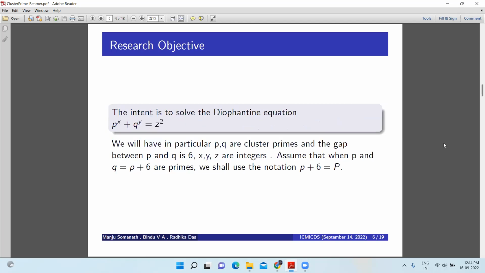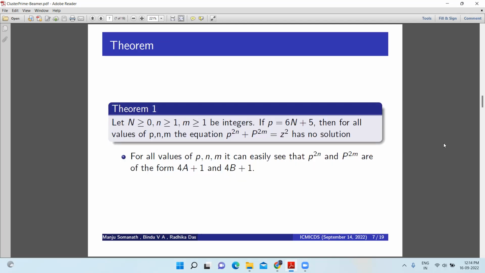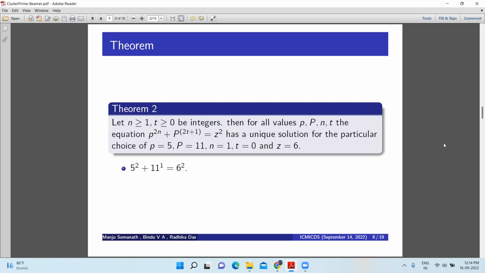The next case is when x or y is an odd integer. In this case, the power of capital P is 2t plus 1, that is an odd number, and the power of small p is an even integer. In that case, we are getting a unique solution for small p equal to 5 and capital P equal to 11, where n equal to 1, t equal to 0. 5 square plus 11 square equal to 36, that is equal to 6 square.